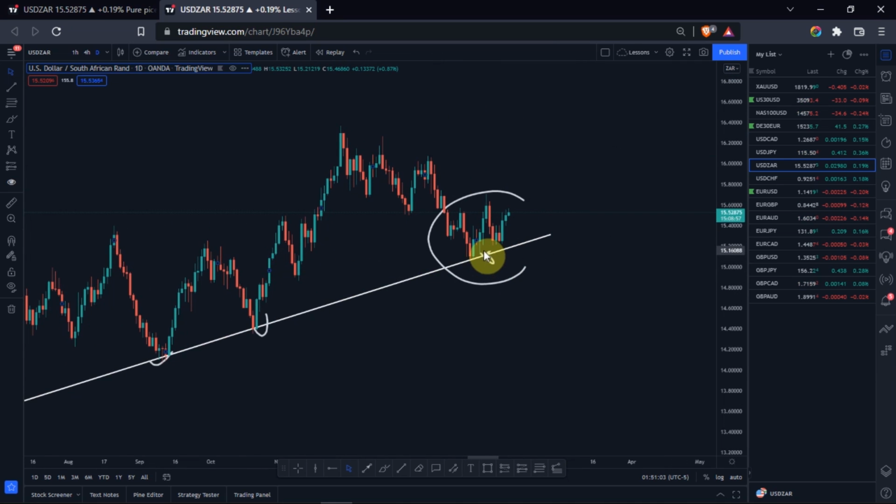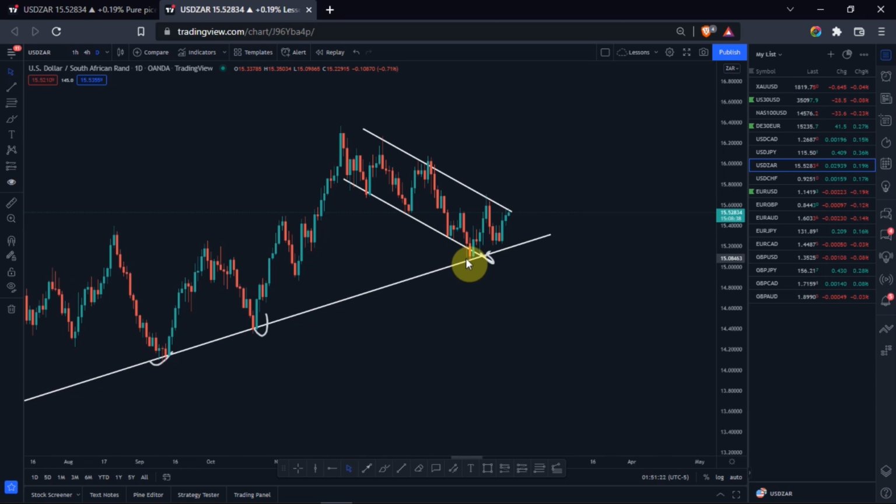So as we can see currently, at this point in time, you can see that the market was moving in a corrective wave. If I am to draw my pattern, you can see that there is my corrective wave going all the way down. Let me remove this. And it's been moving in this corrective wave going all the way down.